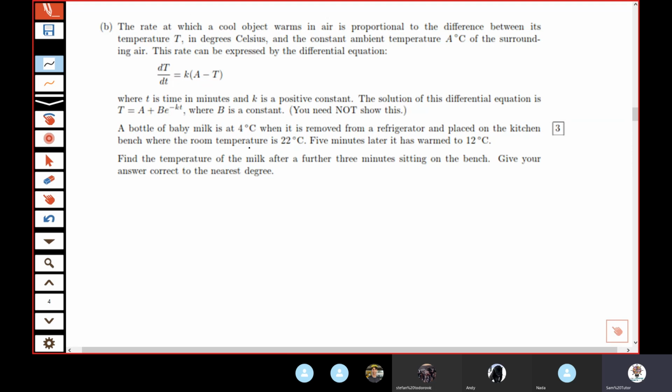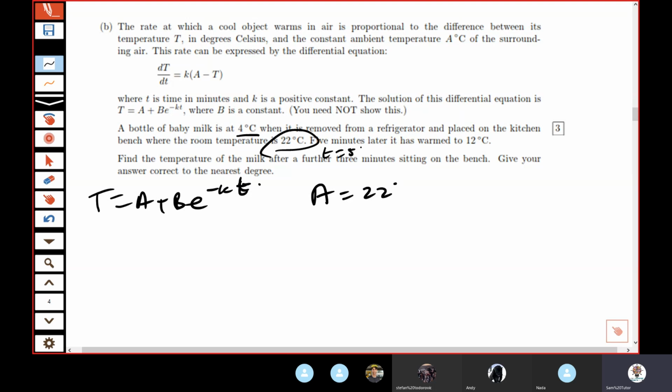All right, here we go. Perfect. So T equals A plus B e to the negative kt as it always is. A bottle of baby milk is at 4 degrees when it is removed from a refrigerator and placed on the kitchen bench where the room temperature is 22. So A equals 22 degrees. 5 minutes later, capital T is equal to 12. Find the temperature of the milk after a further 3 minutes. So when t equals 8.